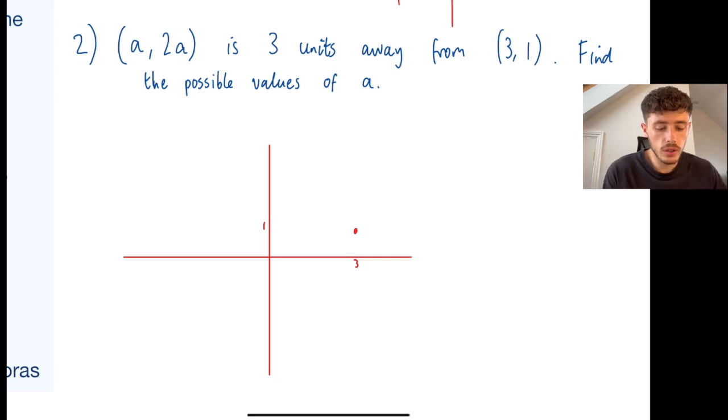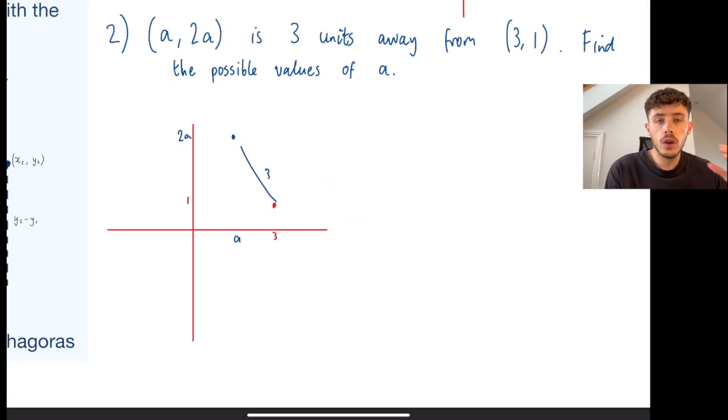So rather than plotting all of those, we can probably guess that we will have something up there where that's a and that's 2a, and that distance is 3. That's kind of the thing we're after here. So hopefully that concept makes sense in the way that I've drawn that graph, and the (a, 2a) could be in numerous places, which is why it asks the possible values of a. This is where we could use the equation and just substitute things in.